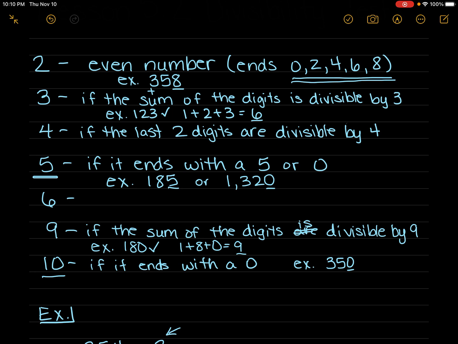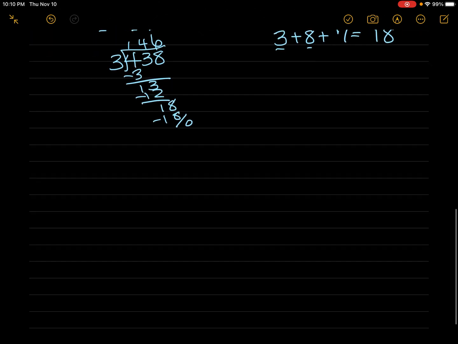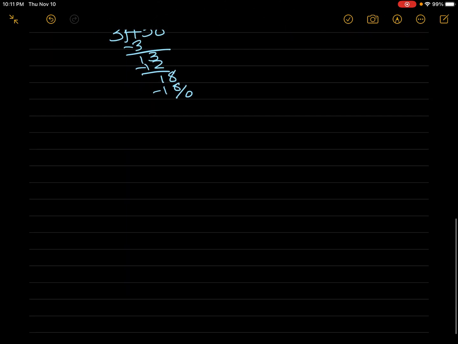And for 6, it's if it's divisible by 2 and, I'm putting it in all caps, 3. Okay, it has to be divisible by both of those. Okay, so let's show an example for those. This is example 3.